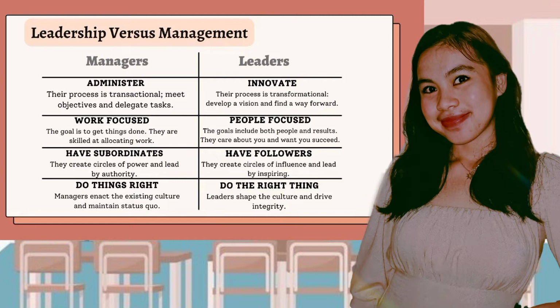Managers have subordinates. They create circles of power and lead by authority. Leaders have followers. They create circles of influence and lead by inspiring. So, managers have subordinates who follow their rules, and leaders have individuals who believe in what they say, otherwise known as followers. Managers do things right. Managers enact the existing culture and maintain the status quo.